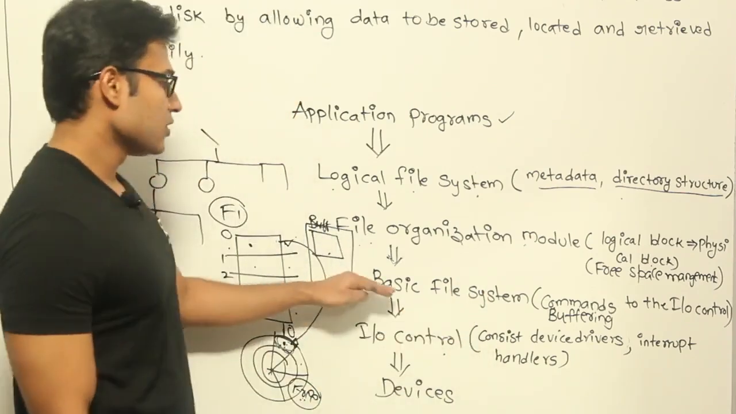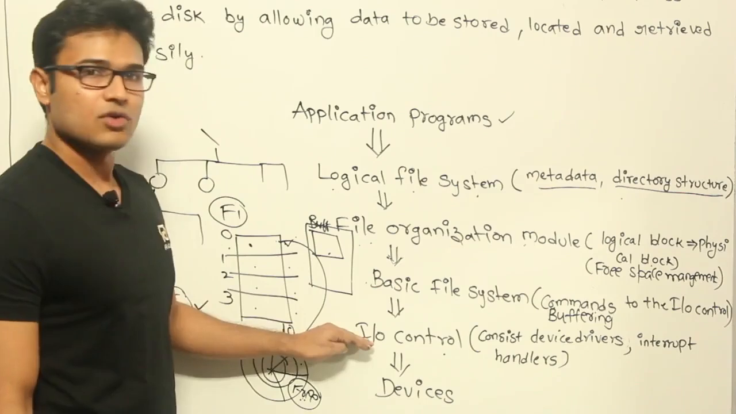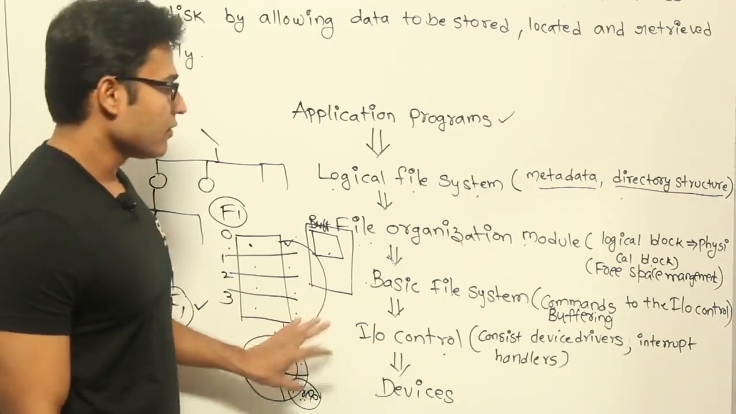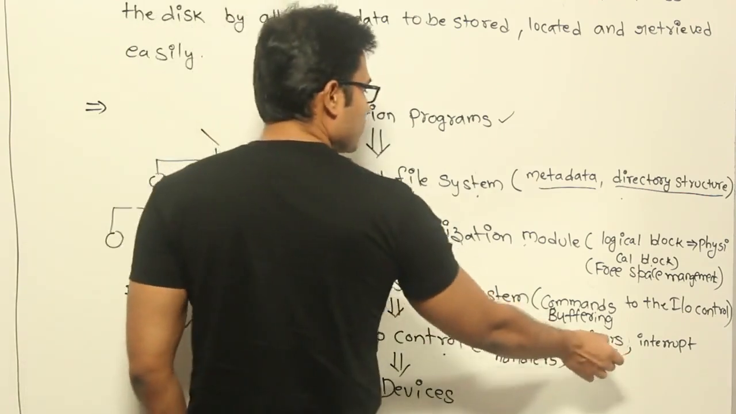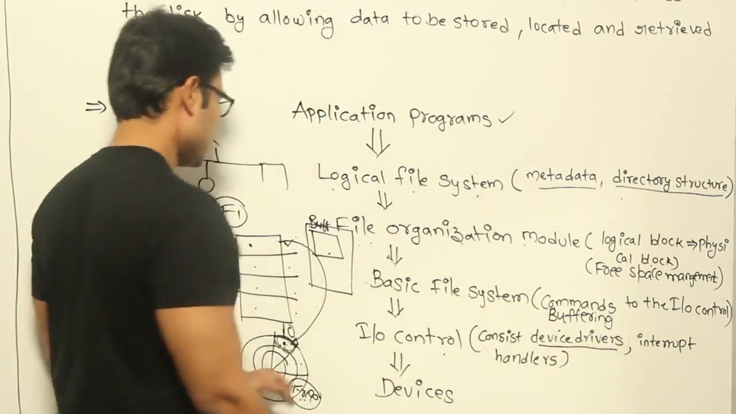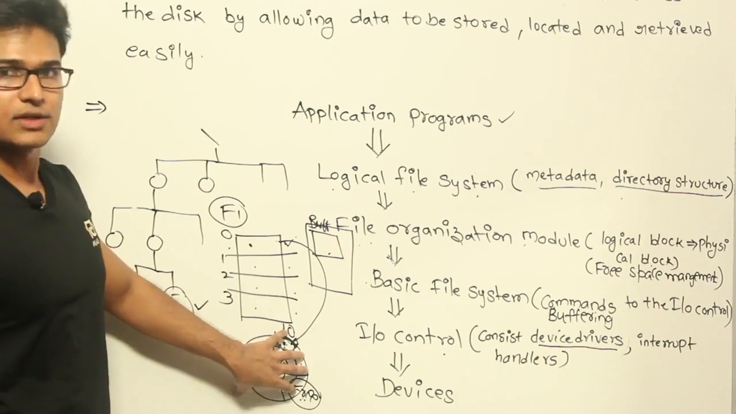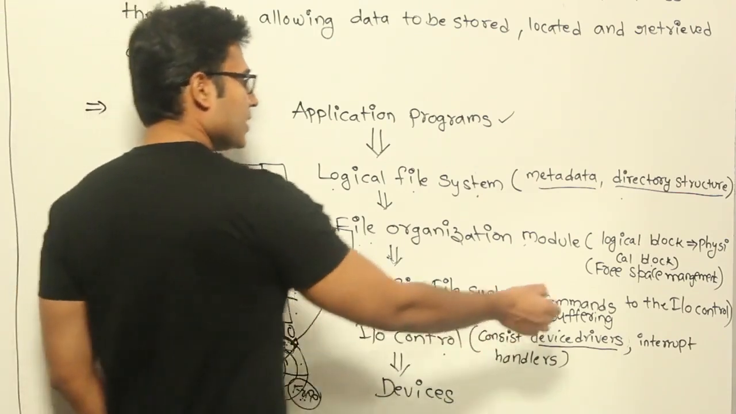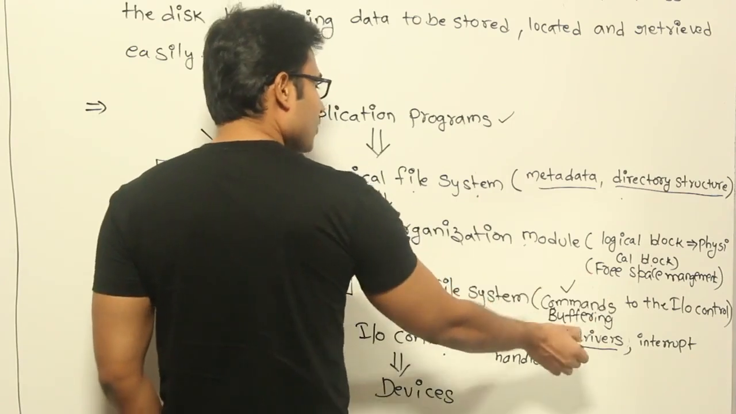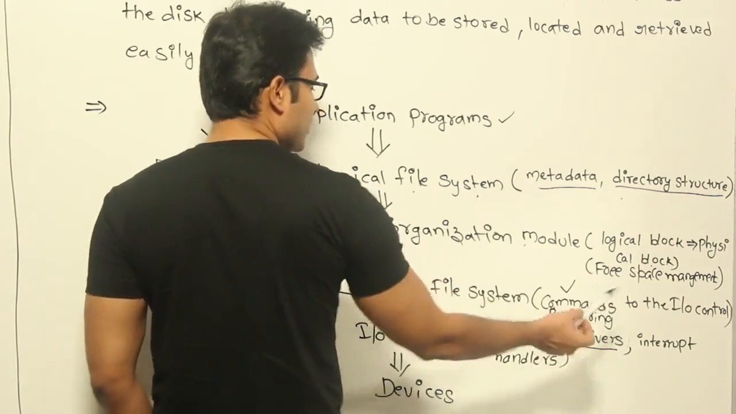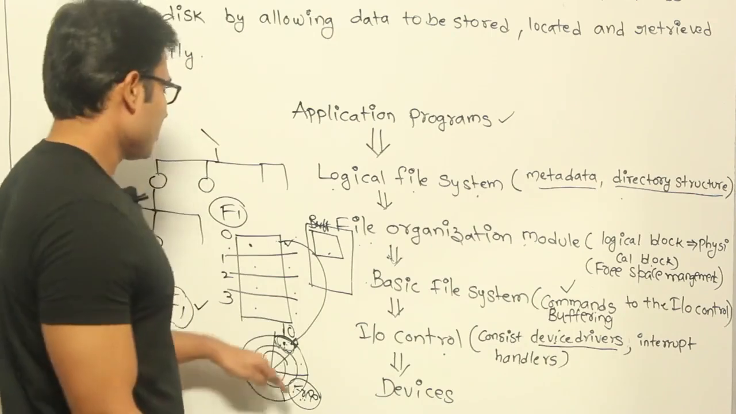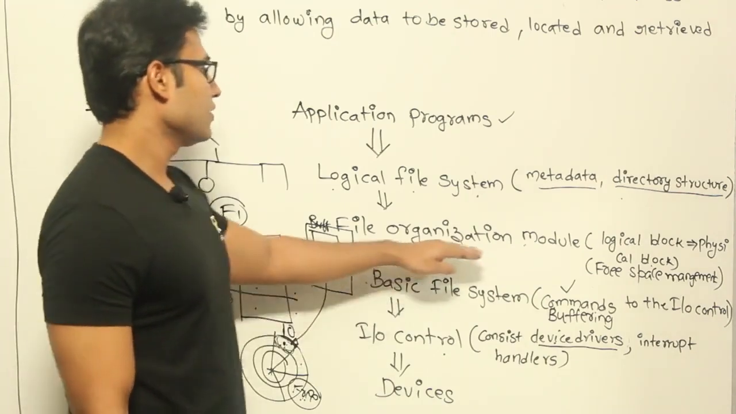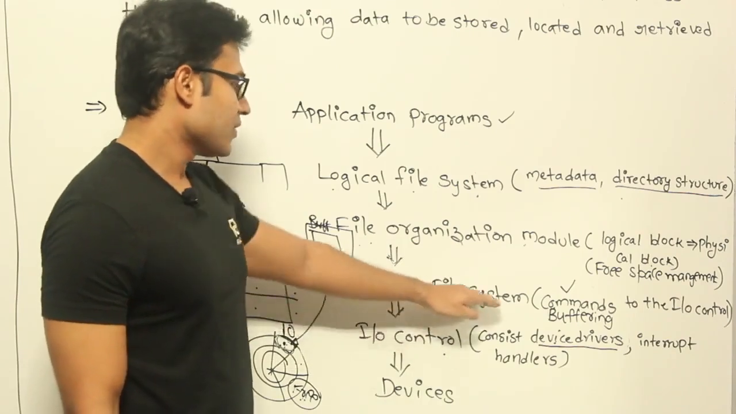Now the basic file system will issue the commands to the IO control. Now IO control will contain the code using which it can access the hard disk, right? They are called device drivers. So device drivers will be helpful in accessing the secondary disk. In order to get it, you are supposed to issue the commands. Those commands will be given by the basic file system. Using those commands, the device drivers are going to get the data, and after getting the data, you are supposed to put it in some buffers, and that is being done by the basic file system only.